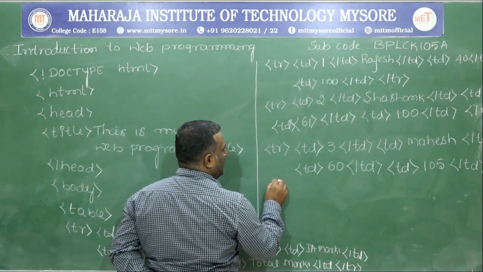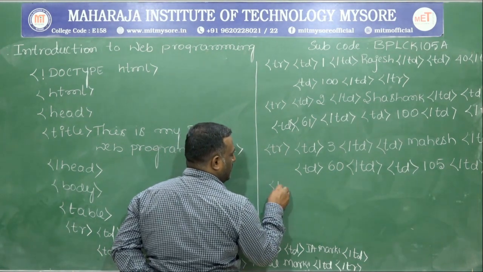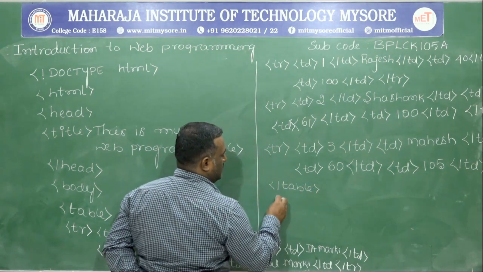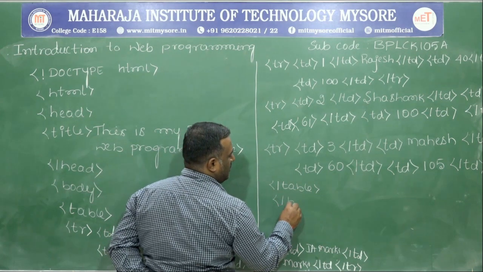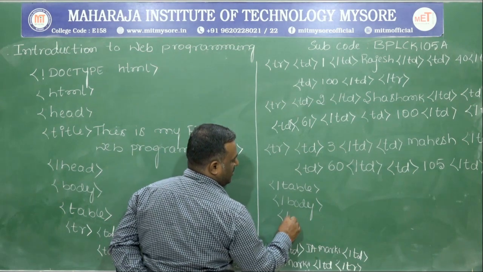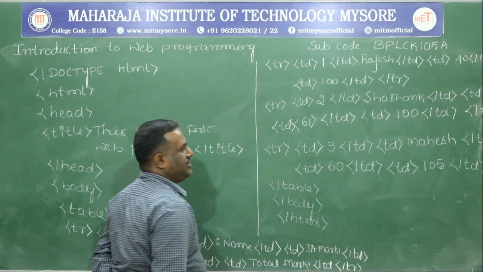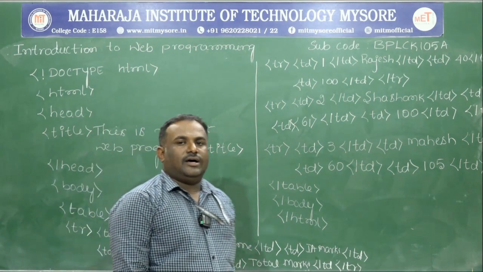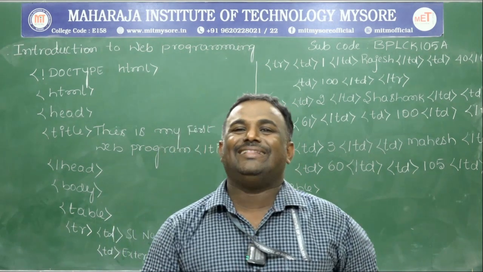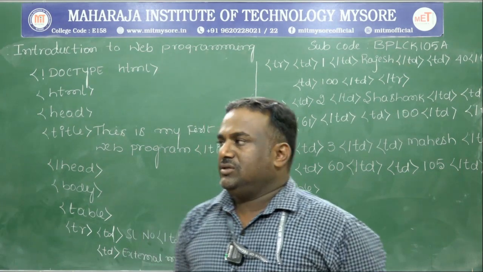And last, the end of the root element, which is called table. Next, the end of the body, and then end of the HTML. This is the HTML program to create the table on the web page.